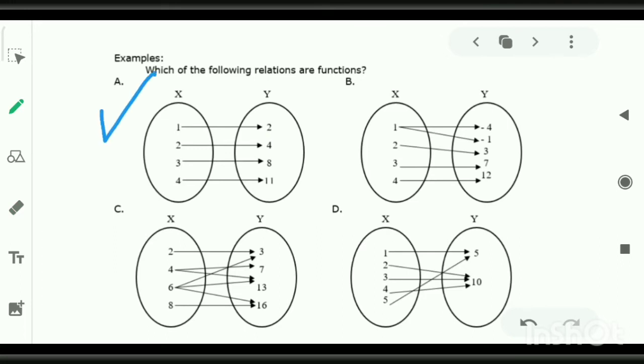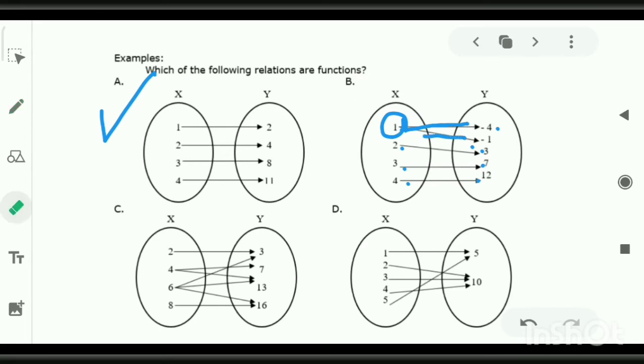Next, for letter B, we have 1 is paired to -4. 1 is also paired to -1. 2 is paired to 3. 3 is paired to 7. 4 is paired to 12. Now, in this case, 1 is paired to two different values of y. We have -4 and it is also paired to -1.